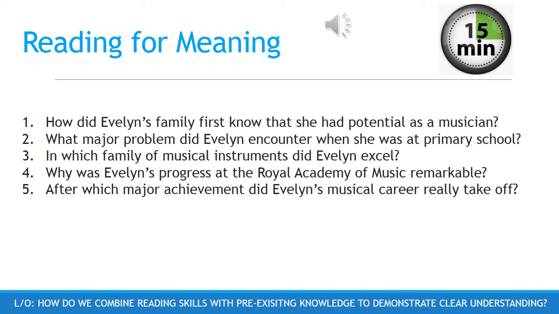So, how did Evelyn's family first know she had potential as a musician? Well, it's just from an early age when she started to learn the piano, recorder and clarinet. So, we know that A, she was quite young, and B, she was playing several instruments. What major problem did Evelyn encounter when she was at primary school? At primary school, Evelyn started to lose her hearing. By the age of 12, she was almost completely deaf.